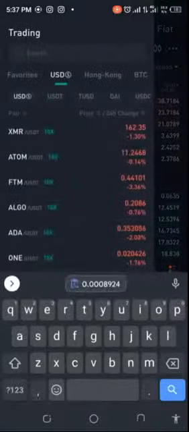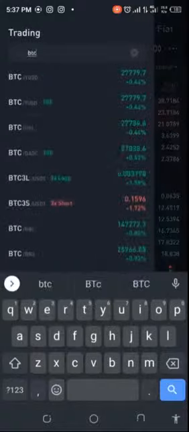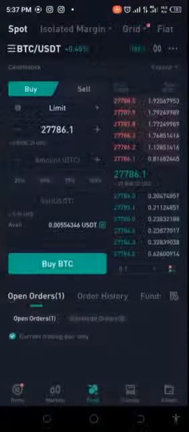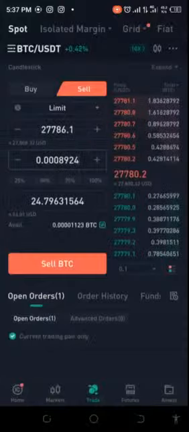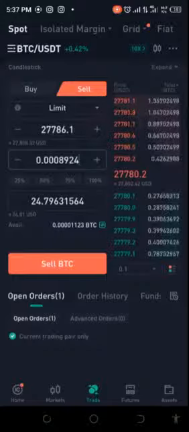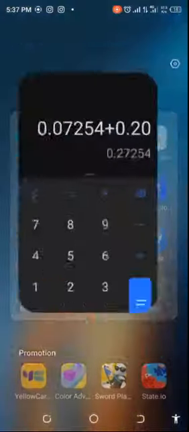Okay, let's go to BTC USDT and see whether we're going to make anything with this. Okay, let's put in here. So that's 24.796. If I go check what this is giving me, 24.79.